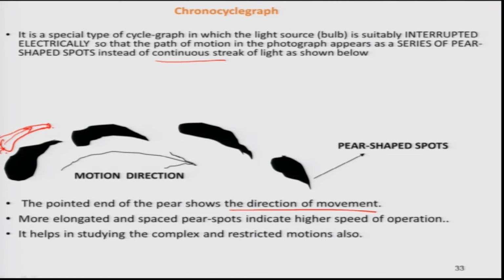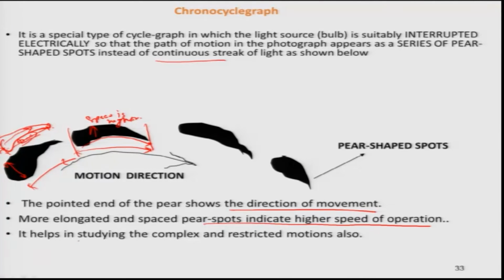The length of this spot denotes the time; it is calibrated by time. If the length is more, then the time required for this operation is higher, and a more elongated and spaced pear spot indicates higher speed of operation. Here the width is higher as compared to there, so the speed is higher. You have moved your hand rapidly in this area as compared to the previous one.